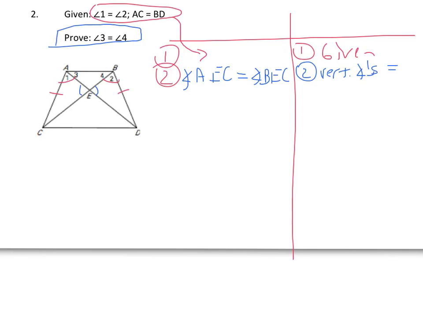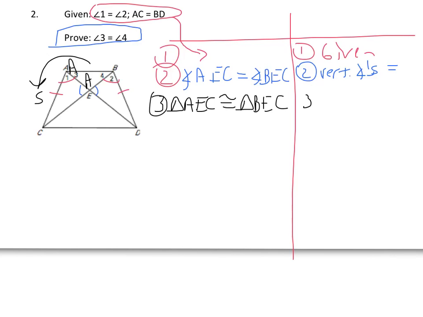Now notice, I can state that the triangles are congruent because I have one of our triangle congruency theorems. If I have basically angle going this way around, angle, side, and that does prove triangle congruence. So in step number 3, I can say that triangle AEC is congruent to triangle BEC, and that's by angle side congruence.